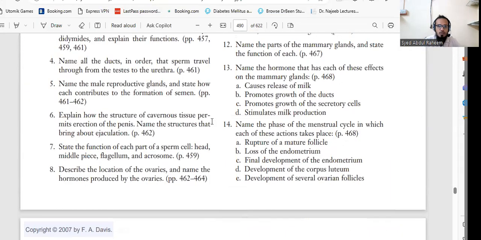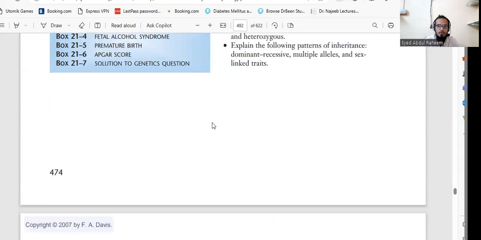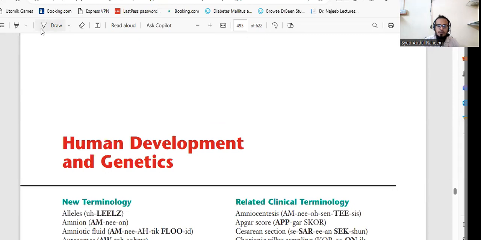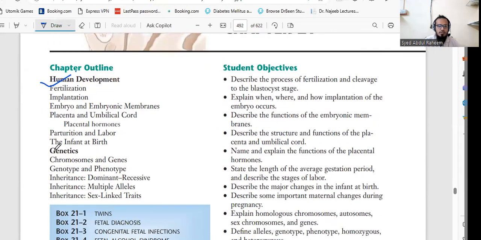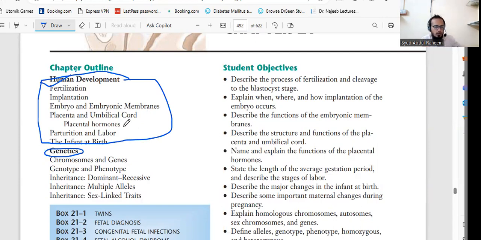So friends, today we are going to start a new topic in anatomy and physiology, that is human development and genetics. First of all, we'll talk about human development, then genetics. Basically it is the part of the further female reproductive system. It is related to human development, and we will also call it obstetrics, also gynec related thing.